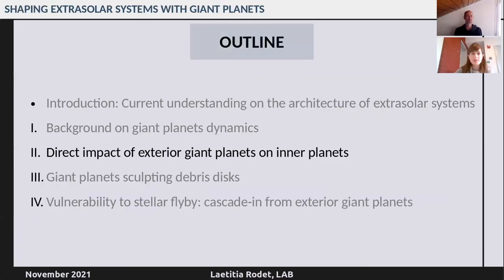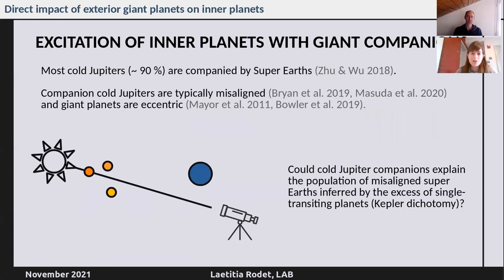Okay, so now I will focus on more specific problems. And one of them that I think is a very hot topic and very interesting is how giant planets impact super-Earths. More specifically, how cold Jupiters impact super-Earths. Recently, there are some statistical insights using Kepler data and some radial velocity surveys that say that most of the cold Jupiters are accompanied by super-Earths. And those companions are typically misaligned. And we know also that the giant planets are statistically more eccentric. So it is very logical to think that these cold Jupiters will have a non-negligible influence on the super-Earths.